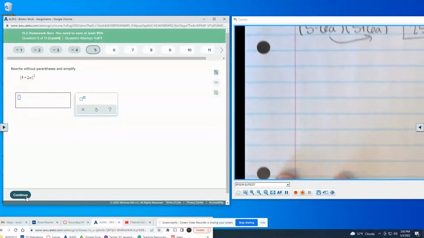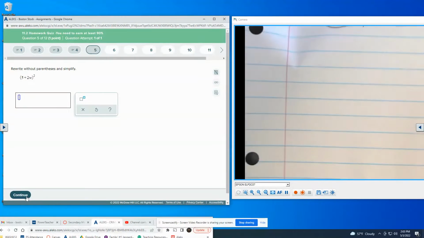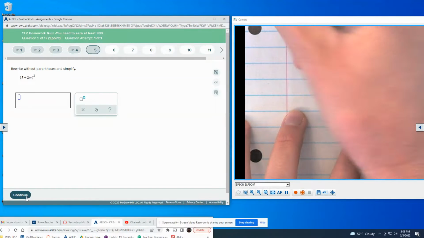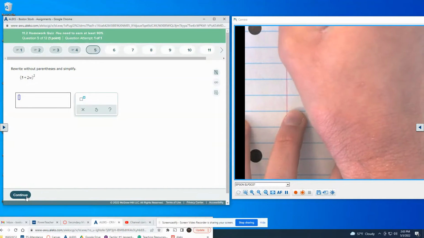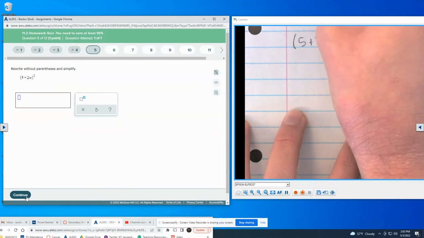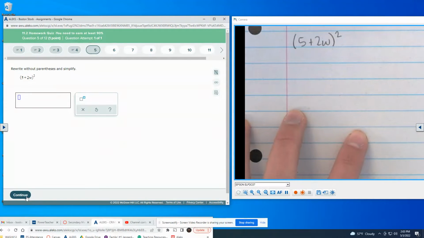Okay, number 5, this is that idea of squaring a binomial. So remember, to square something means to multiply it by itself. So they want us to rewrite (5 + 2w)^2 without parentheses. That really just means to solve it.